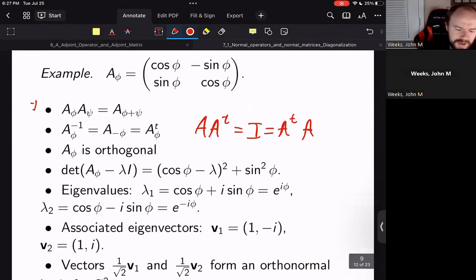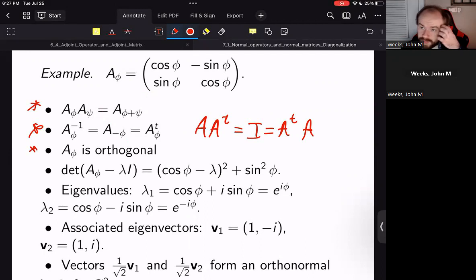So we have that you can compose two matrices of different angles and put them together, and they become a matrix of the sum of those two angles there. We also have that the inverse of A sub phi is A sub minus phi, which is the same as the transpose, hence A sub phi is orthogonal.